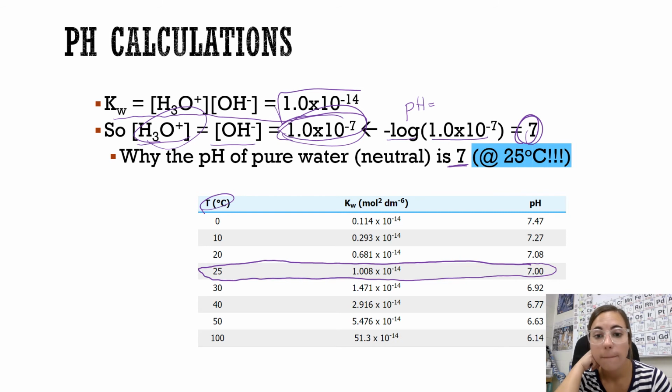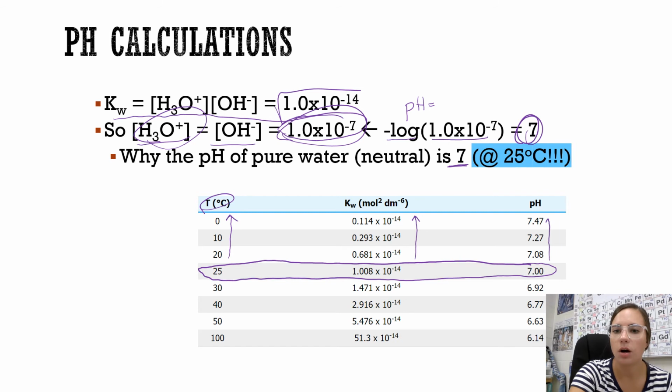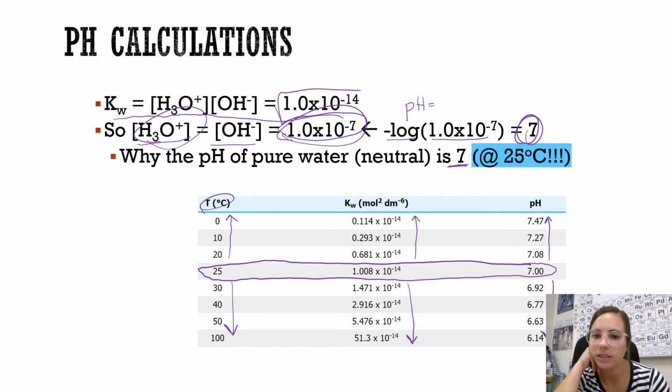And so that is the value of Kw in the pH of neutral water that we normally use. But if we look, as we decrease the temperature, Kw decreases and the pH of neutral water actually increases. While as temperature goes up, Kw goes up, and so the pH of neutral water actually decreases. So technically, the pH of neutral water changes with temperature change.